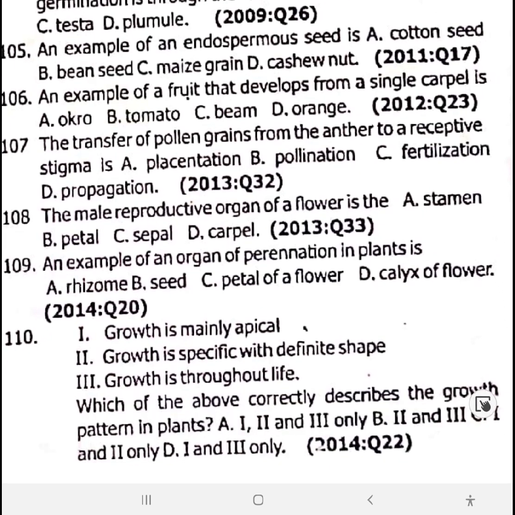Which of the above correctly describe the growth patterns in a plant? Growth is mainly apical, growth is specific. Let's see. Growth is mainly apical, option I. And also, growth is specific with definite shape. Plants grow with definite shape. Then growth is throughout the life. Option I and I. Option D is the correct answer. Alright.